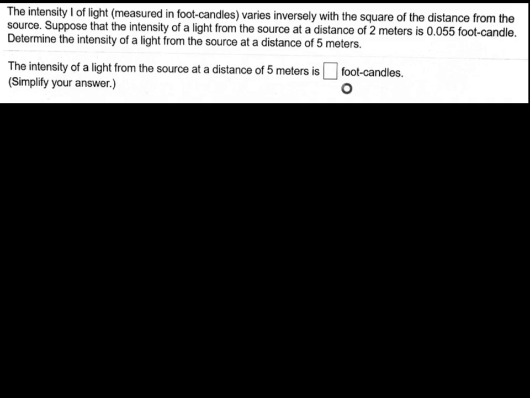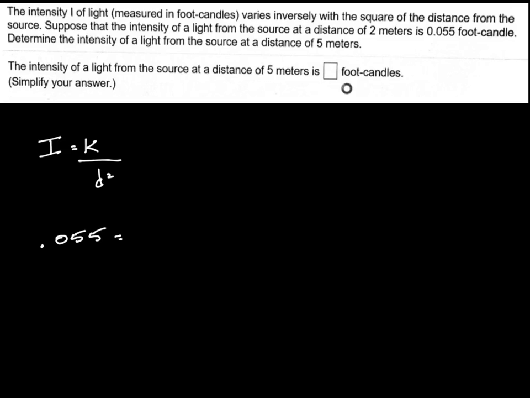Next problem, the intensity I of light measured in foot candles varies inversely with the square of the distance from the source. Suppose that the intensity of light from the source at a distance of 2 meters is 0.055 foot candle. You need to determine the intensity of the light from the source at a distance of 5 meters. So we have I equals k over d squared. So the intensity is going to vary inversely with the distance squared.